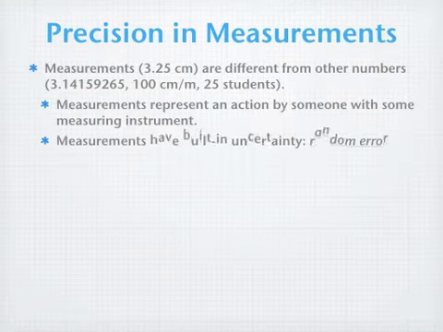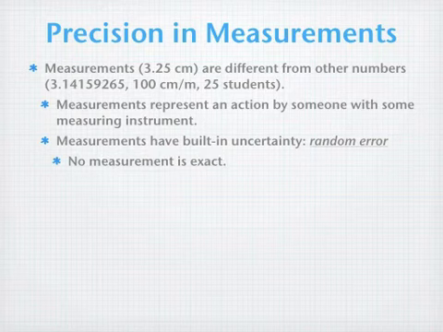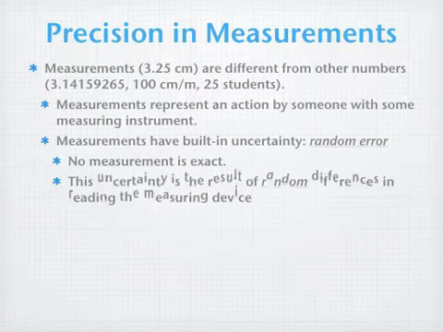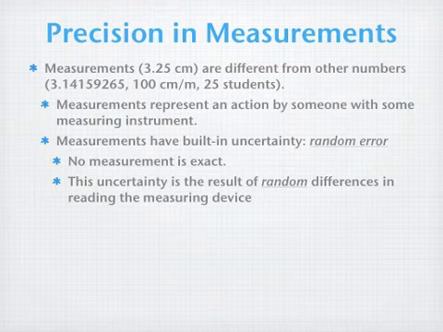All measurements have a built-in uncertainty, which is the random error that we talked about in the previous video. So no measurement is exact, and this uncertainty is the result of random differences in reading the measuring device. Different people can read differently, and even one person can read differently from one measurement to another.